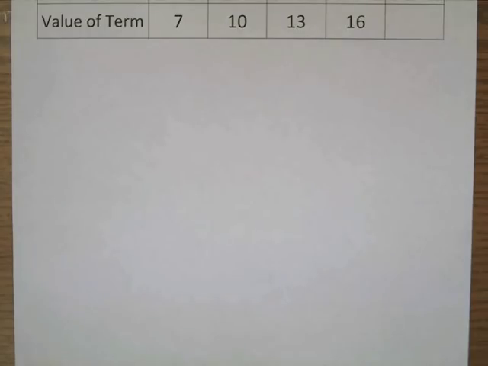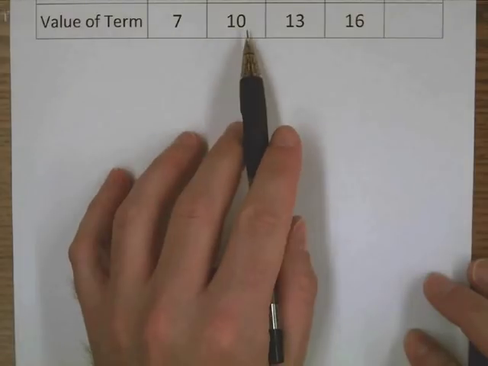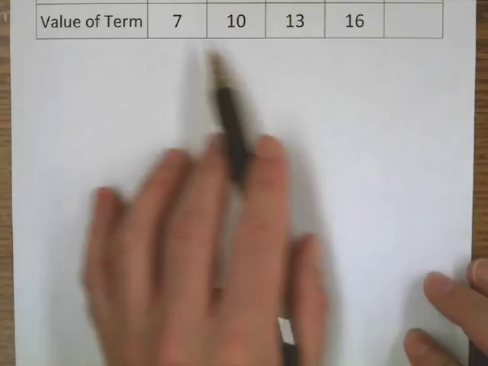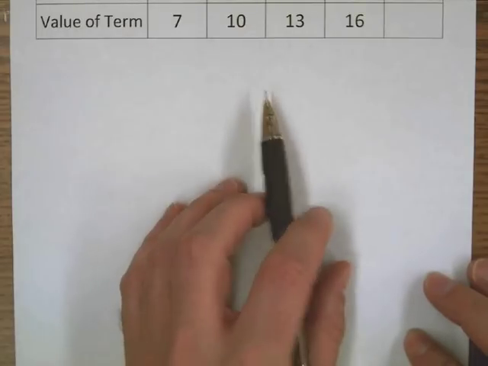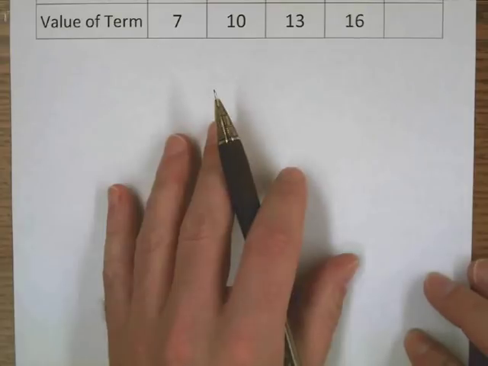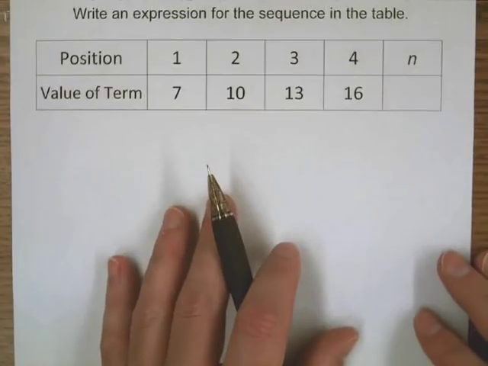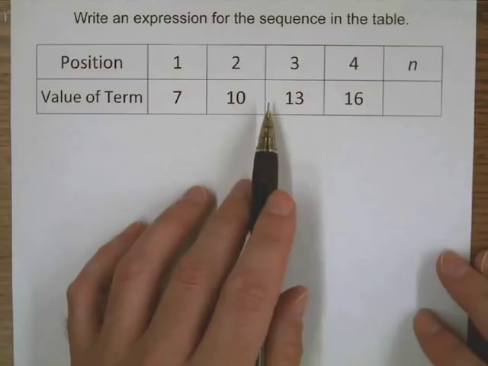Lesson 2-3, Example 2. Our objective is learning to write expressions for tables and sequences. And here we have a sequence of numbers: 7, 10, 13, and 16. We could write this just as a list of numbers in a sequence, but I've chosen instead to put it in a table. That table allows me to organize this information in a little bit different way.